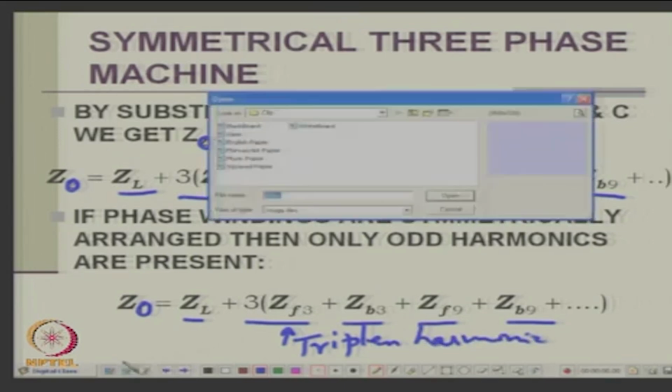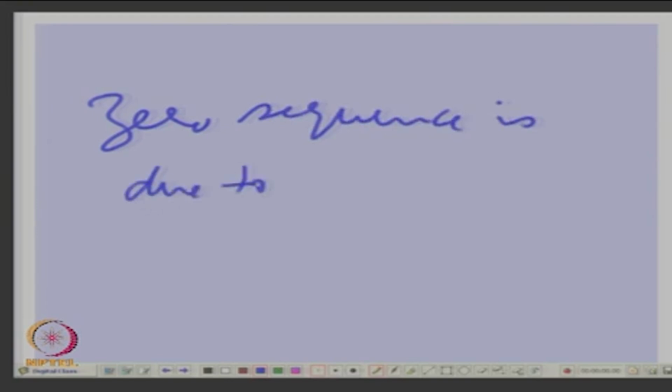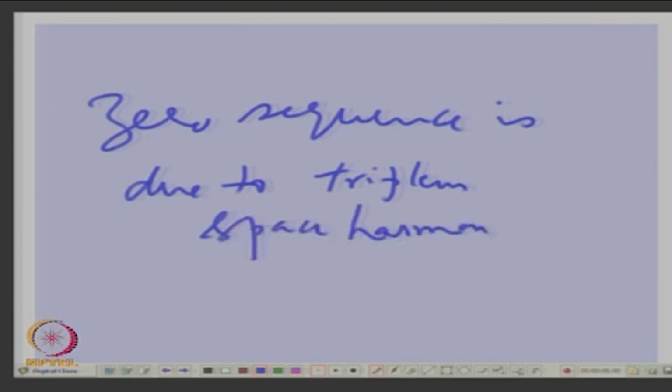So, the conclusion we get is that 0 sequence is due to triplen space harmonics. In a 0 sequence operation, if the third harmonic is there, your machine can run at 1/3 the synchronous speed, if there is a predominant third harmonic. So, that is an important conclusion that we can draw about 0 sequence.